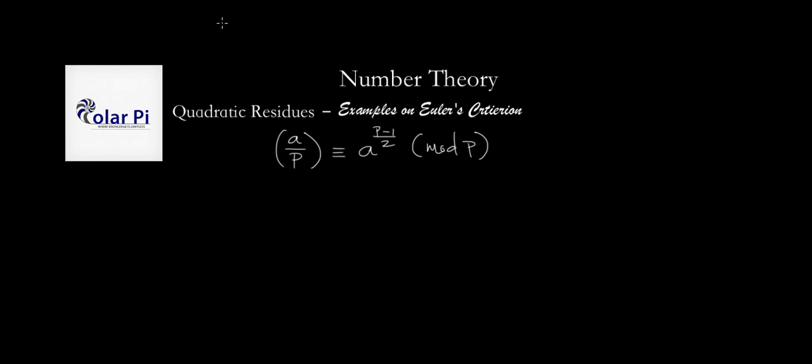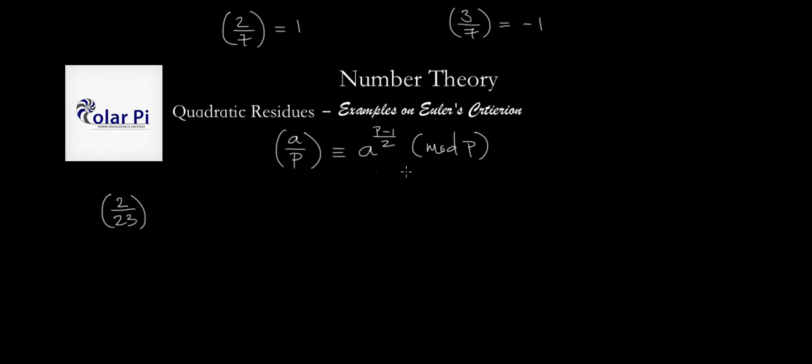In the introduction video, we looked at some very basic examples and we were in familiar territory. We've been working in Mod 7, so we already knew that 2 over 7 had to equal 1, and it was easy enough arithmetic to check using Euler's criterion. Then we checked that 3 over 7 was negative 1. But what if we wanted to know what 2 over 23 is? That is, whether or not 2 is a quadratic residue mod 23. How would we go about that?